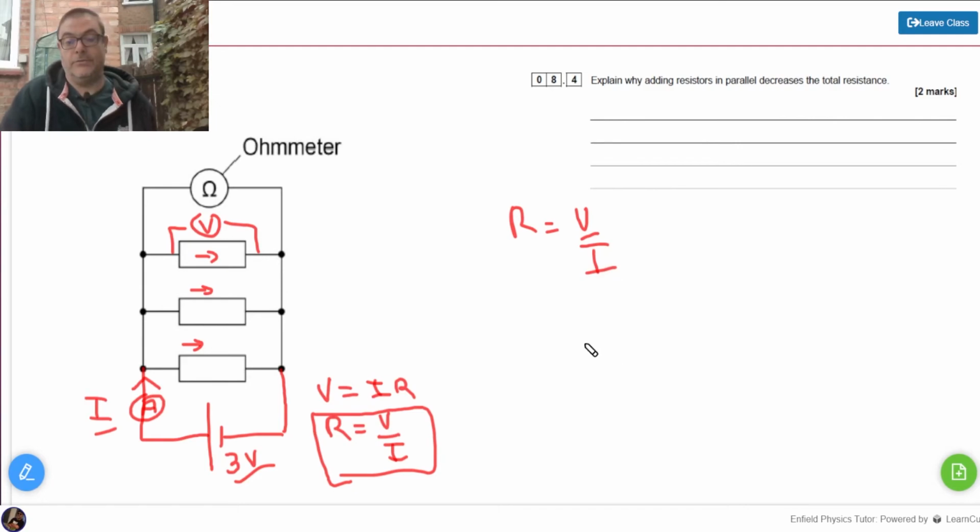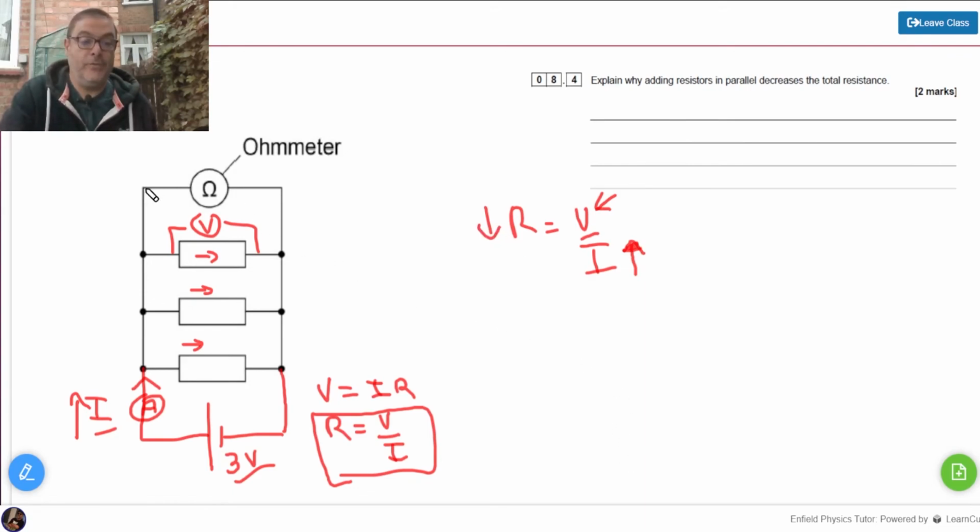Looking at our rearranged version of Ohm's law here, we can see that this voltage is fixed, it's the voltage of the cell. So if we increase the current here, which is the current coming out of the cell, then that means that R is going to drop.